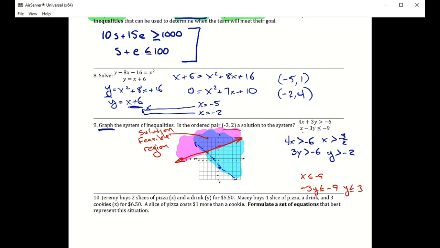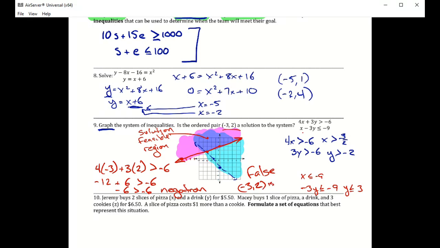So we check our first one, and we have 4 times -3 plus 3 times 2 greater than -6. So -12 plus 6 greater than -6. -6 greater than -6. Is -6 greater than -6? Negatron. So, false. And therefore, -3, 2 is not in the solution to the system.